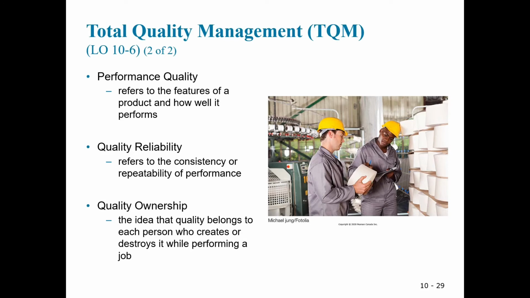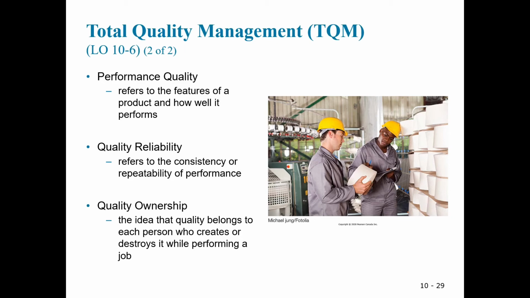Planning for quality. Quality level and quality reliability must be part of the planning process before products are designed or redesigned. Performance quality is the overall degree of quality, how well the features of a product meet consumers' needs, and how well the product performs. Quality reliability is the consistency of quality from unit to unit of a product.